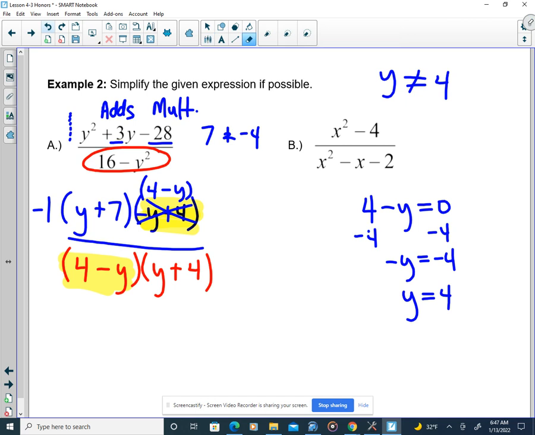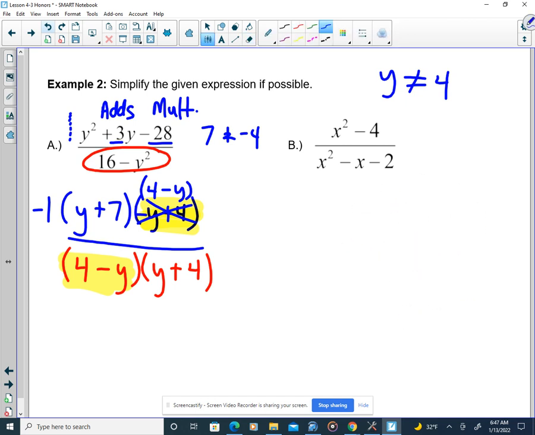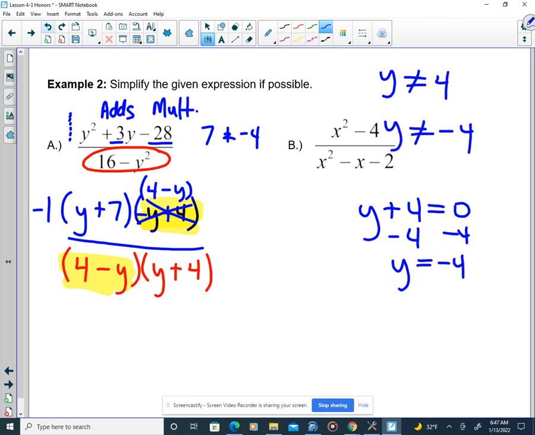Let's find our second restriction. We have a second one because we have two factors in the denominator that contain y. So y plus 4 equals 0. Minus 4, y equals negative 4. So our two restrictions are y cannot equal 4 or negative 4.